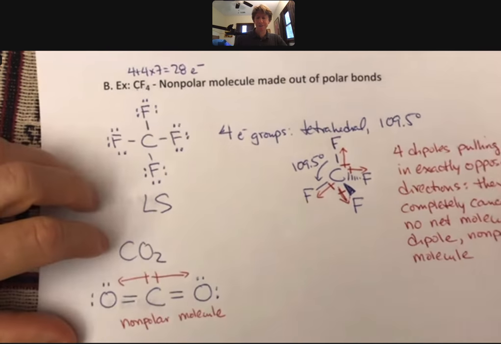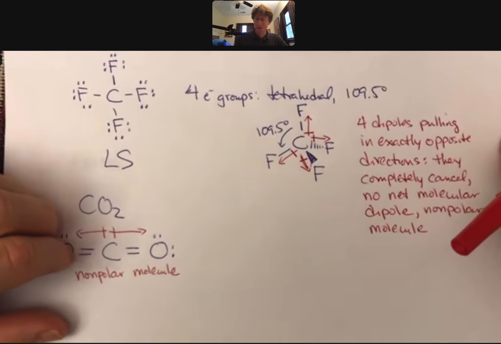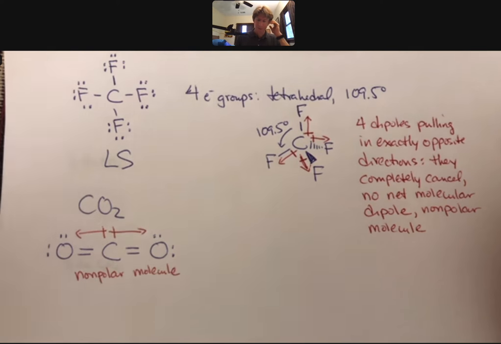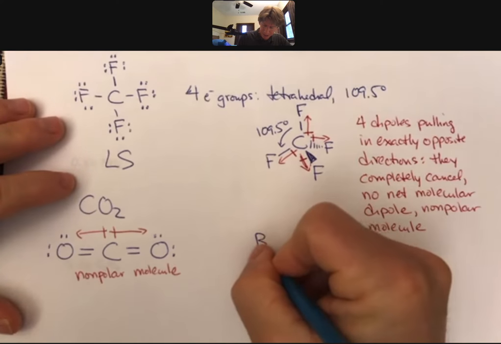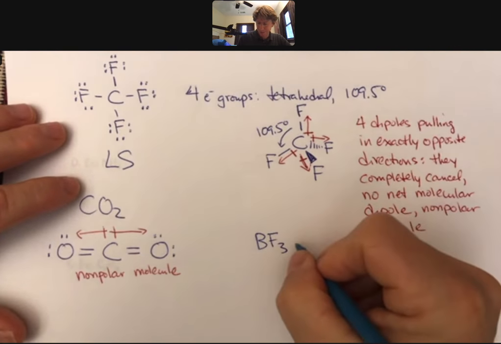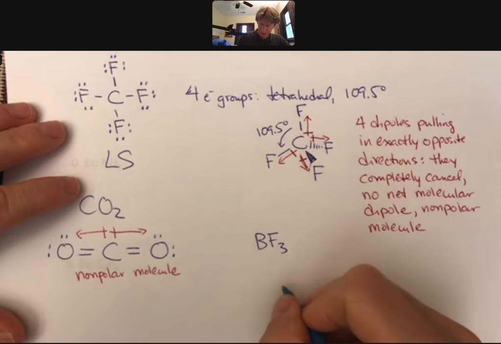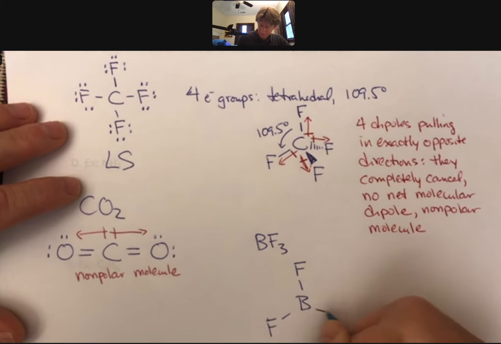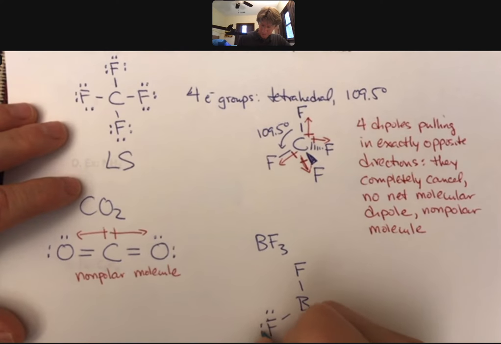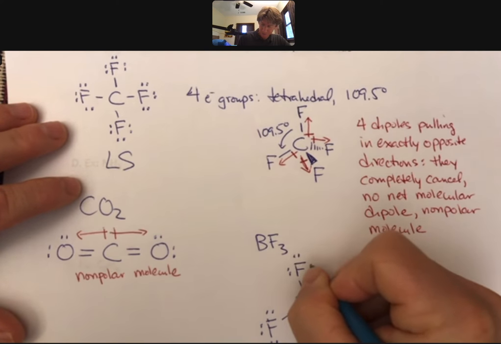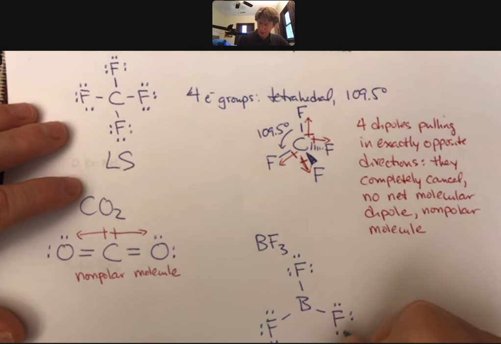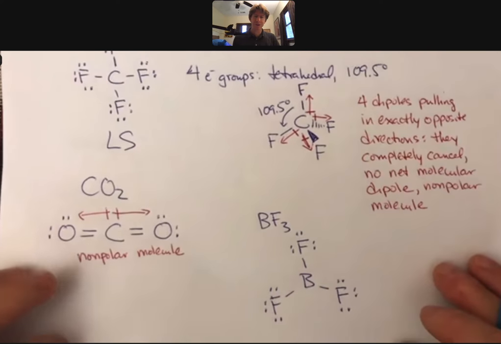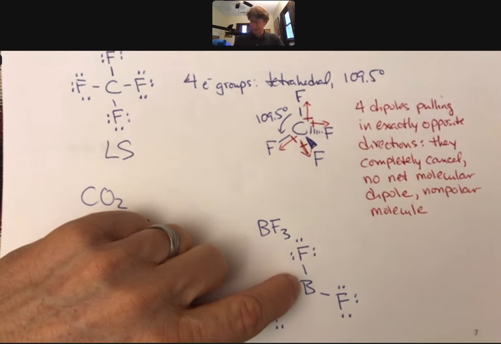There's a series of nonpolar molecules that go beyond this. Let me show this. So this is BF3, and boron does not have an octet, so that's weird. But I'll draw it in its shape with its electrons. BF3 is something we don't talk about normally, but I'm bringing it up. The reason we don't talk about it normally is because boron does not have an octet.